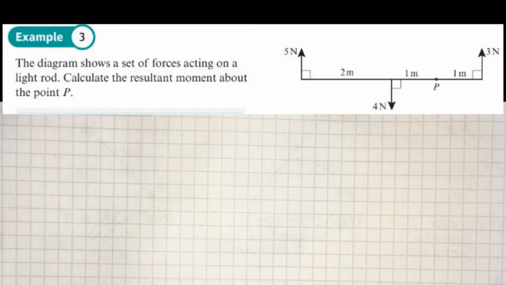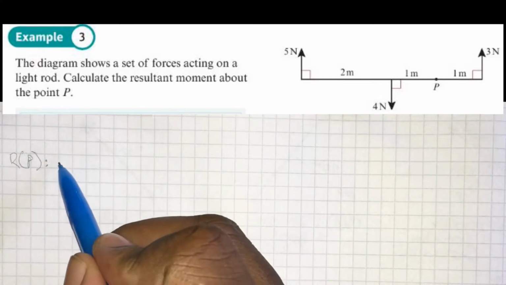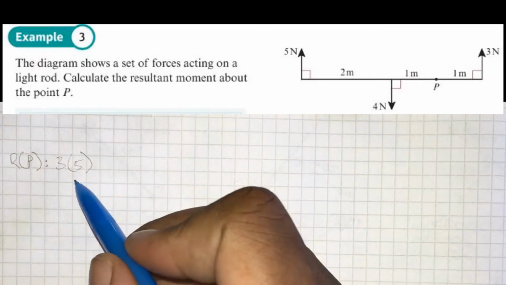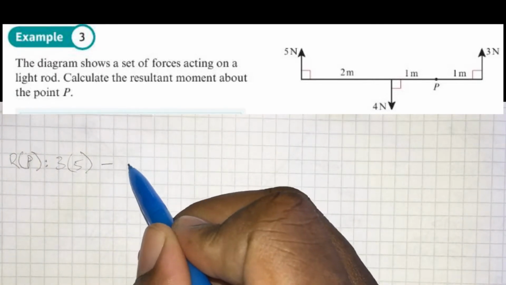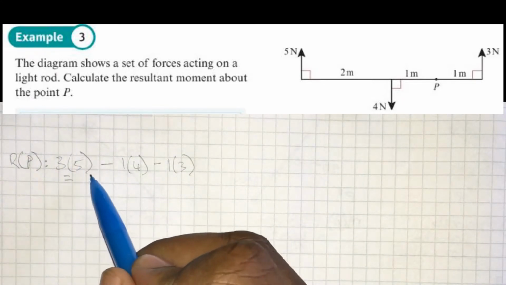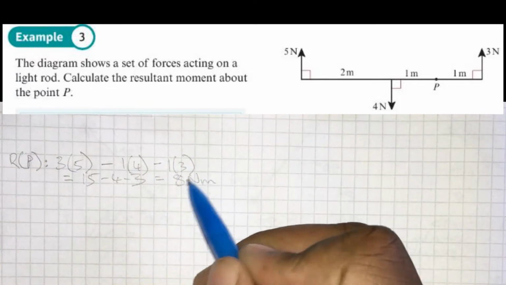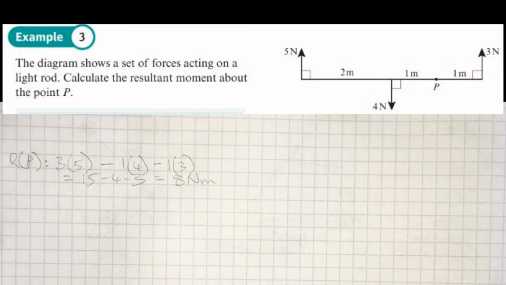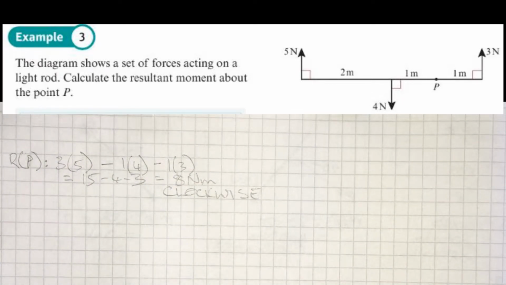Okay, so now let's have a look at an example you may have in front of you. To find the resultant moment, we'll start with the clockwise moments, since they'll be the positives. The only clockwise moment here is the 5 newtons. So 3 times 5. The other two forces will produce anti-clockwise moments, so I'll subtract those. So 1 times the 4 and 1 times the 3. A little bit of arithmetic here gives us an answer of 8 Newton meters. So that's 8 Newton meters clockwise. We had a positive value, so that means we're moving clockwise.